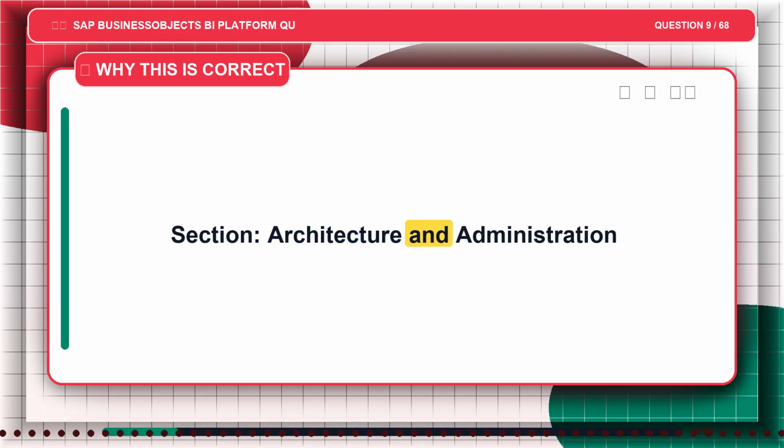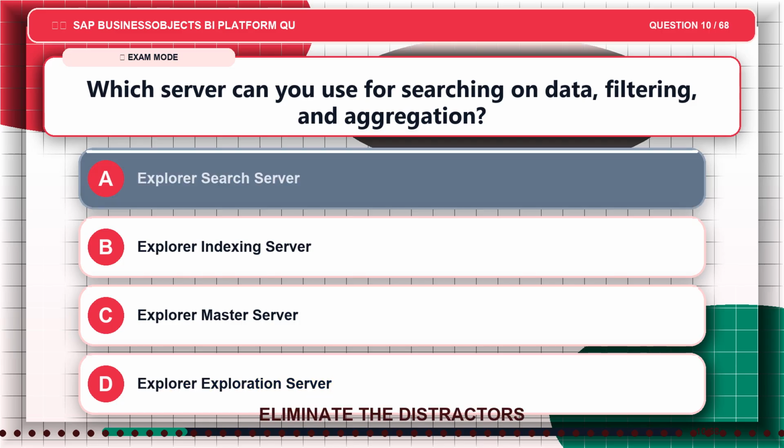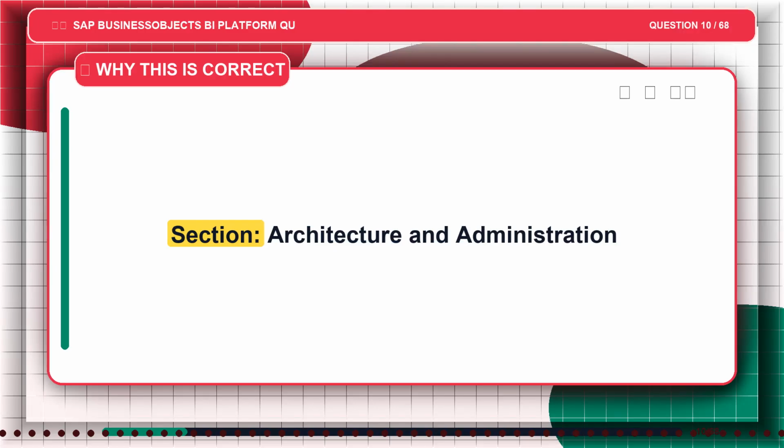Section, Architecture and Administration. Question 10. Which server can you use for searching on data, filtering, and aggregation? Option A. Explorer Search Server. Option B. Explorer Indexing Server. Option C. Explorer Master Server. Option D. Explorer Exploration Server. The correct answer is option D. Explorer Exploration Server.